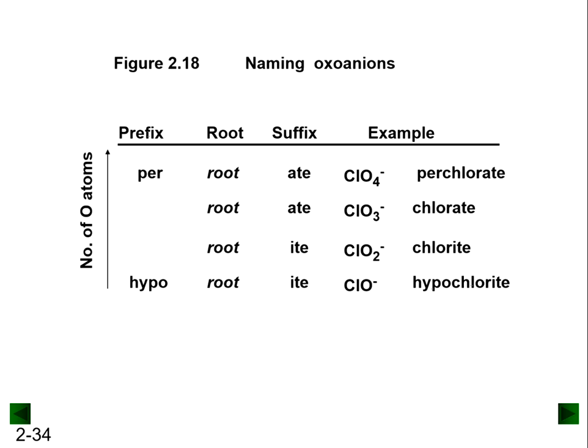So for chlorine, for example, we have perchlorate, ClO4−, chlorate, ClO3−, chlorite, ClO2−, or hypochlorite, ClO−. There are cases where there are only 2 versions, and if there are only 2 versions, you simply use the intermediate states, or one version is very often the -ate.